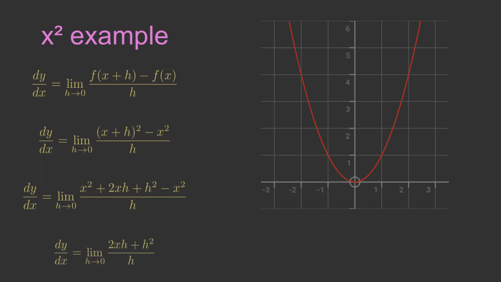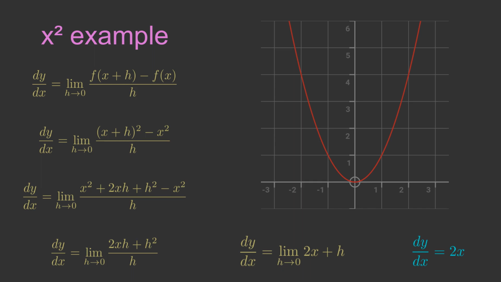The x squared term and the minus x squared term cancel out. This leaves 2xh plus h squared over h. We can then cancel out a factor of h on the top and bottom. This gives us 2x plus h. The limit is then quite simple. As h tends to 0, the h term just disappears, leaving 2x.